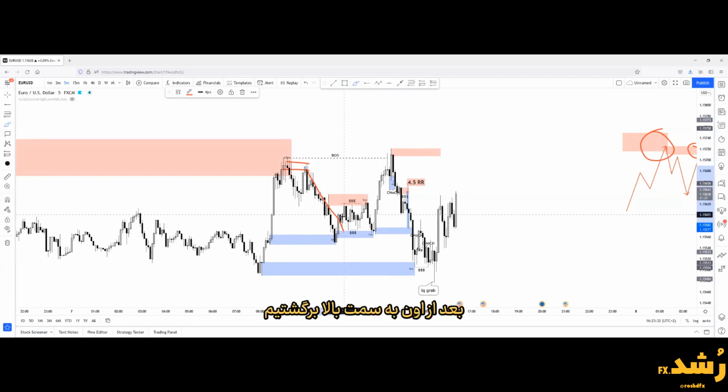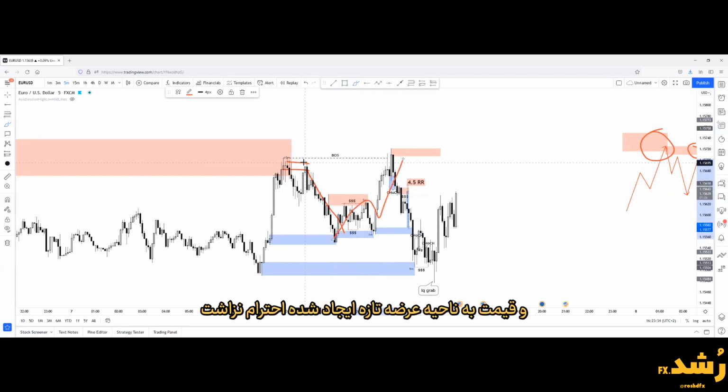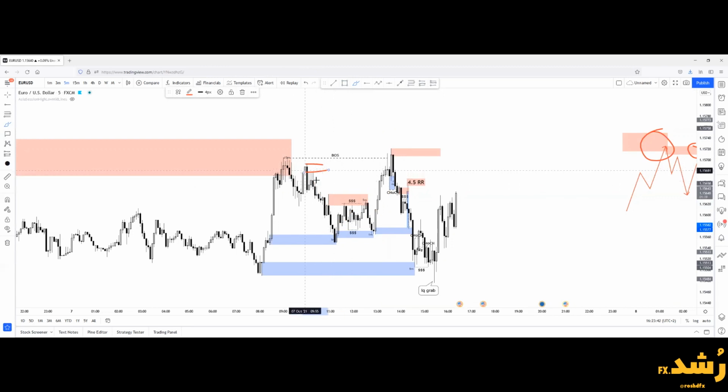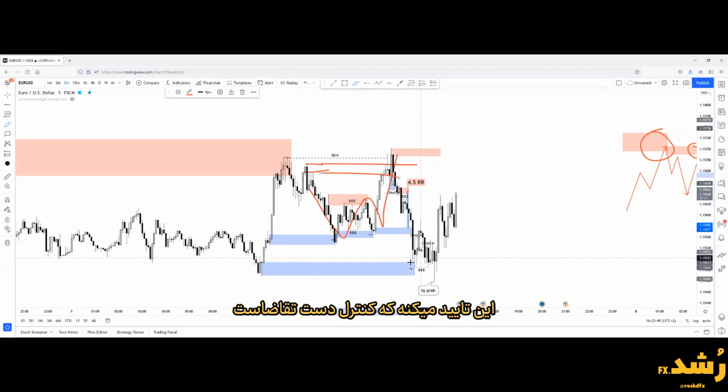After that, we came back up and the price didn't respect this freshly formed supply zone. It blew through. It collected the orders, but blew through, right? This confirms that demand is in control. Of course, it formed another supply zone, but demand is in control.